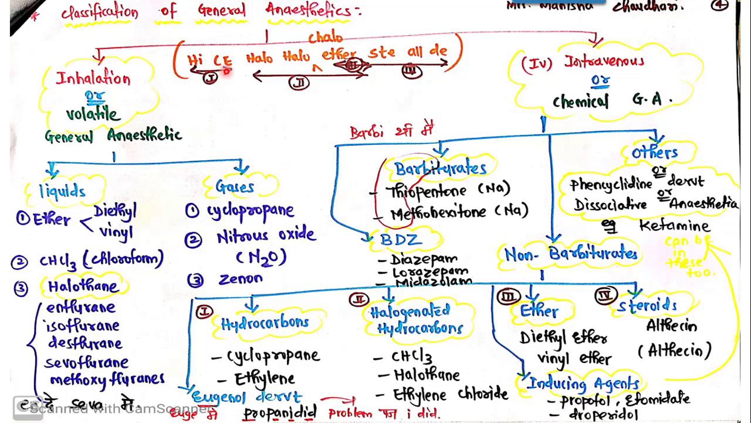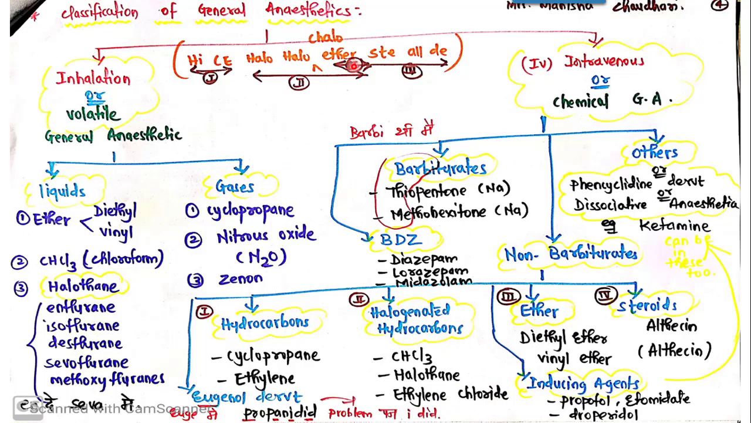Now the trick: "Hi, Say." Hi stands for hydrocarbon, C stands for cyclopropane, E stands for ethylene. So hydrocarbons contain cyclopropane and ethylene. Now coming towards "Halo, Chalo." First halo stands for halogenated, second halo stands for halothane. Halogenated hydrocarbons include halothane. And Chalo is for chloro, that is chloroform, and the other example is ethylene chloride.